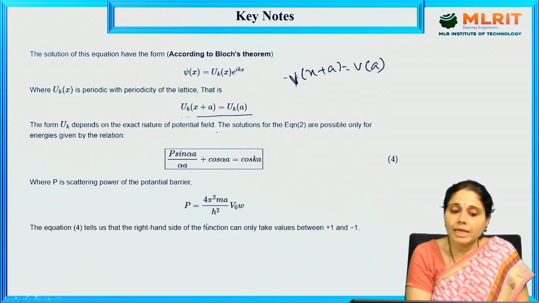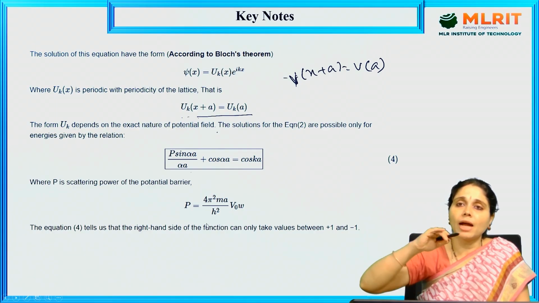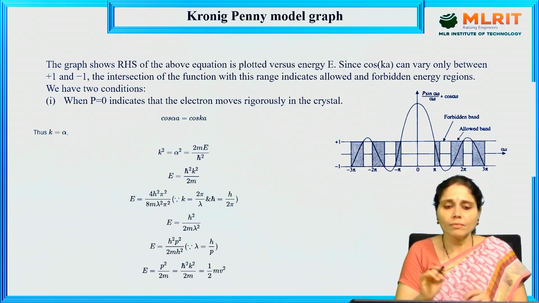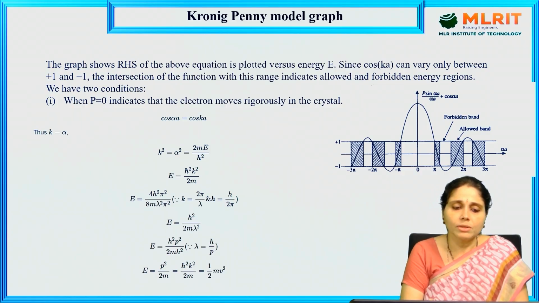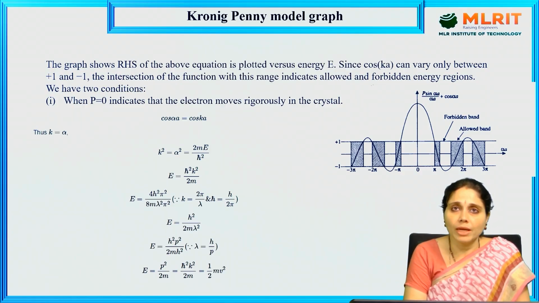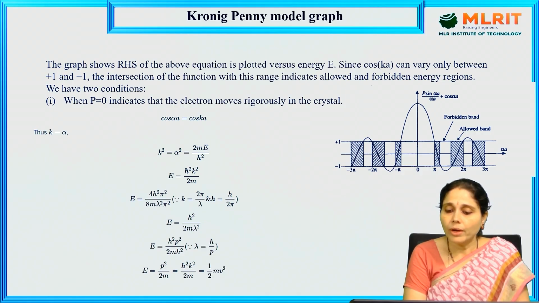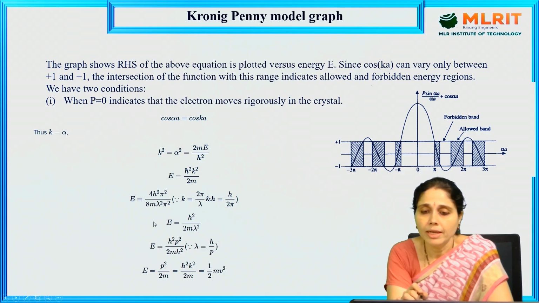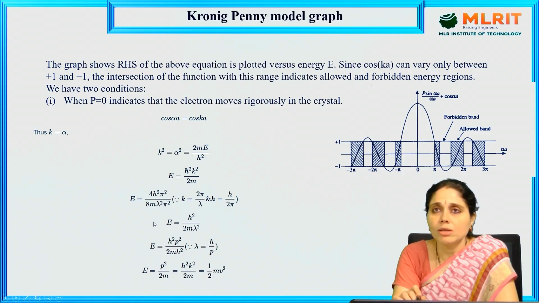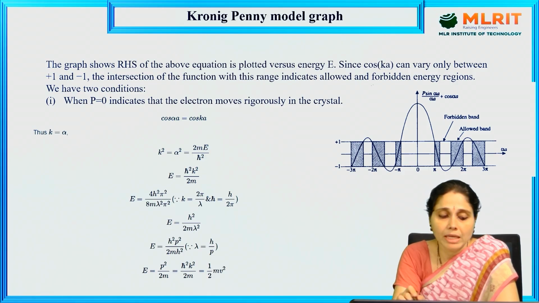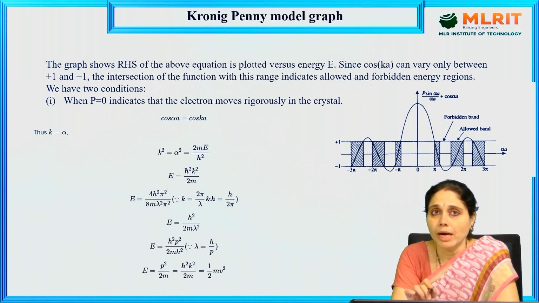What is the right hand side function here? It consists of sine and cos. So it takes values between plus 1 and minus 1. So this graph shows the RHS of the equation plotted versus the energy. Okay, so let us explain the graph. Since cos k can vary between plus 1 and minus 1, the intersection of the function with the range indicates the allowed and forbidden energy regions with the two conditions.